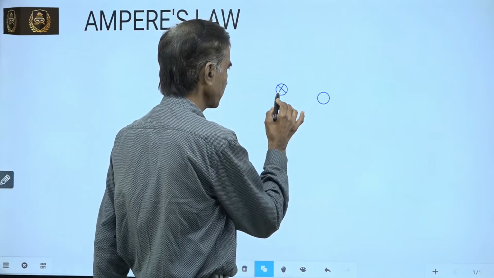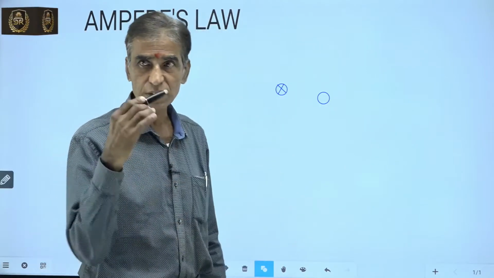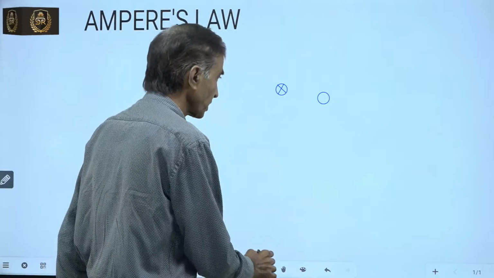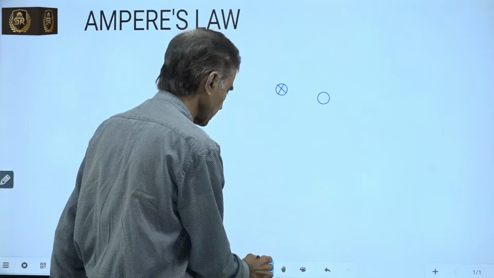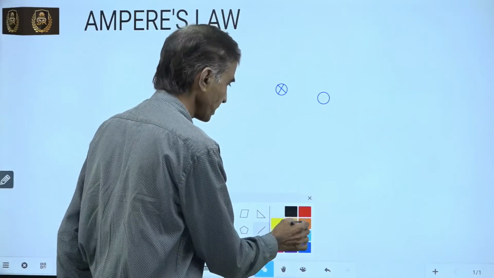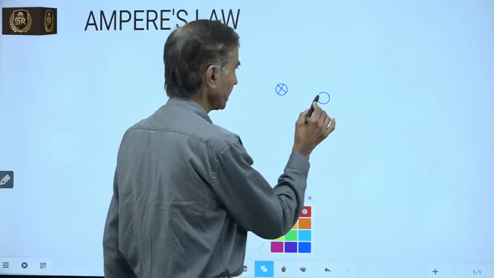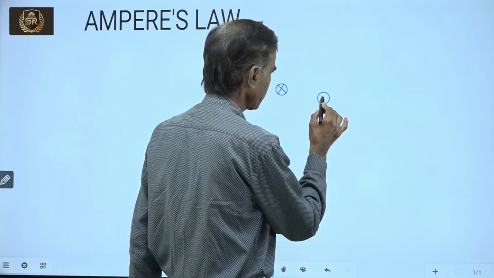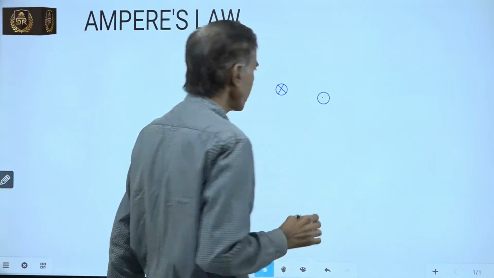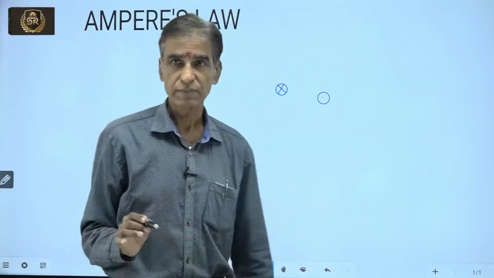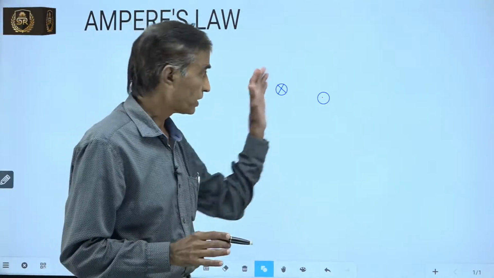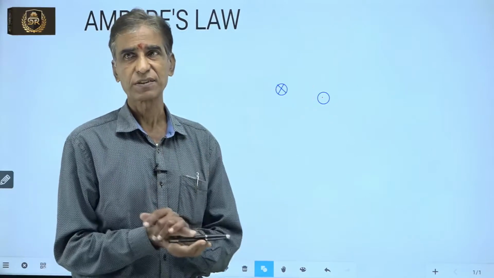Into the plane means it is going into the board. Next, another one is coming out of the plane. Another conductor is carrying current out of the plane. So the second one is out of the plane. These are the two conductors. Now, we want to find the magnetic induction at a point in space due to these two current carrying conductors.